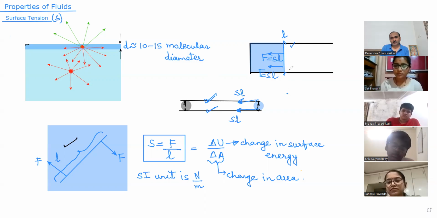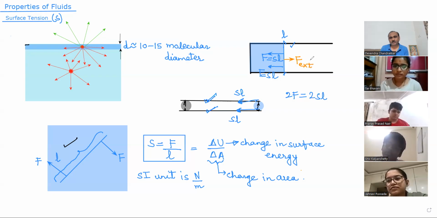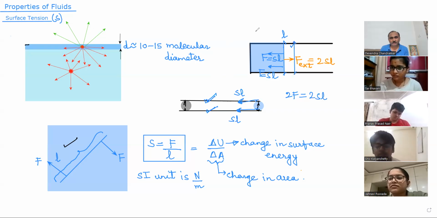And now the net force acting here is what? 2F, which is equal to 2SL. Now if you want to move this rod outside very slowly, apply an external force here, and this force should be equal to 2SL. Now what will this external force do? If this external force pulls this wire by a small distance outside, let's say this length is X.